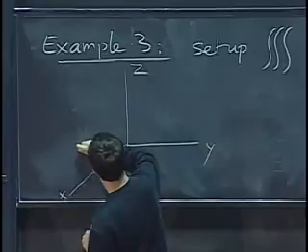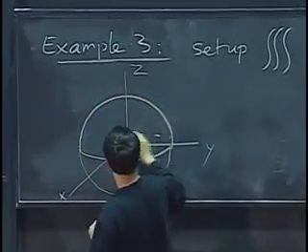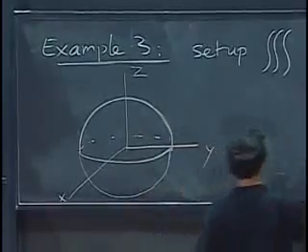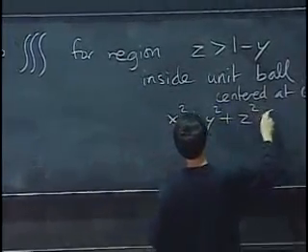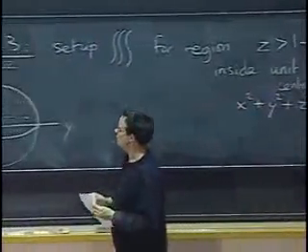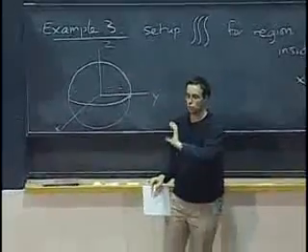So the unit ball is just the inside of the unit sphere. So its equation would be x squared plus y squared plus z squared less than 1. So that's one thing you should remember. The equation of a sphere centered at the origin is x squared plus y squared plus z squared equals radius squared.